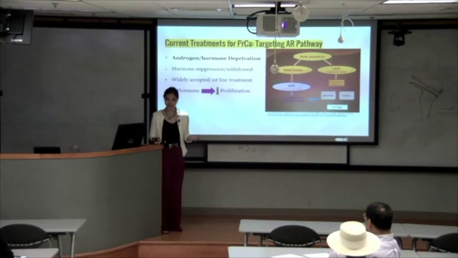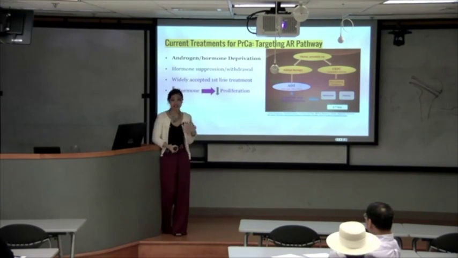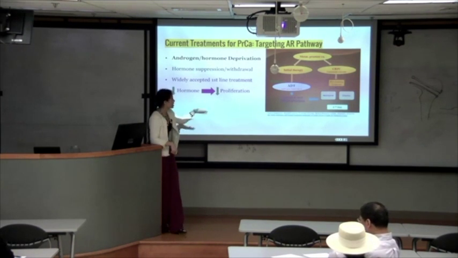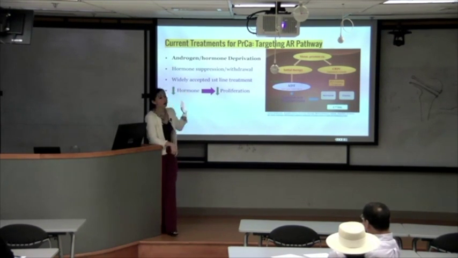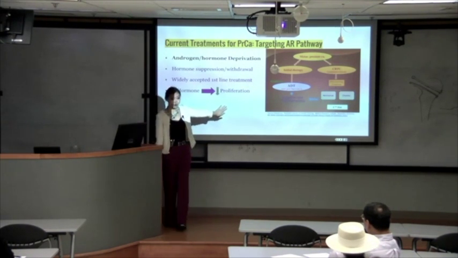How do you treat prostate cancer? The goal of treatment is to kill the cancer cells and to stop the development of the cancer. Due to the androgen receptor's crucial role in the maintenance and cellular proliferation of the prostate cancer cells, the current treatments target the androgen receptor pathway. Hormone deprivation or androgen deprivation, these are synonymous terms, that is an acceptable first-line treatment for prostate cancer. So it would make sense that you would decrease hormone and decrease proliferation.